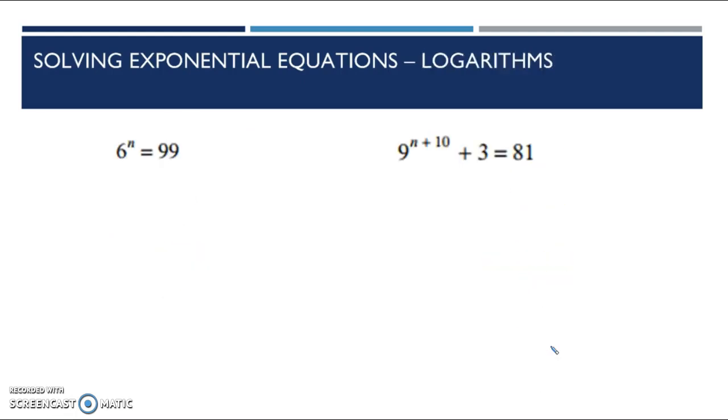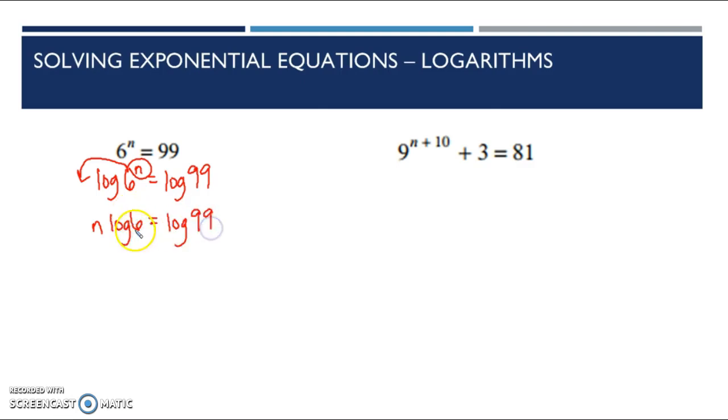Right, and then the third way we solved was using logarithms. For this first example, I have a base to a power equals a number, so it's ready to go. I'm just going to take a log of both sides. So I have a log of 6 to the n equals log of 99. Then my power property says I can put that exponent out front. So n times log of 6 equals log of 99.